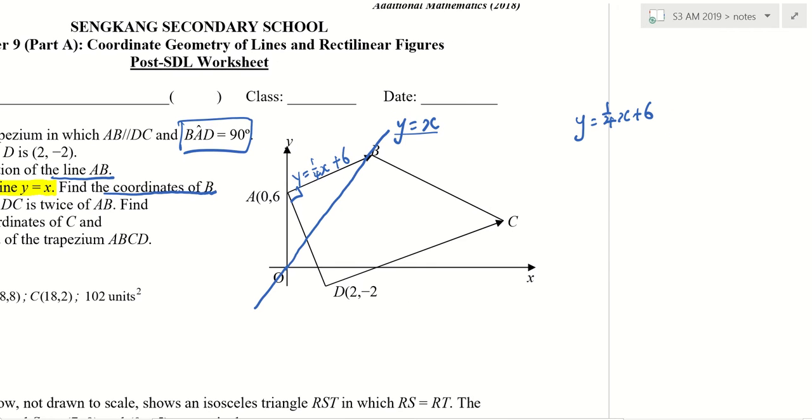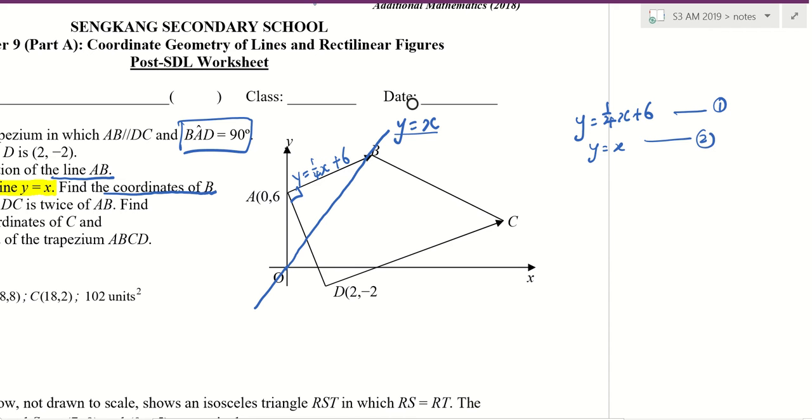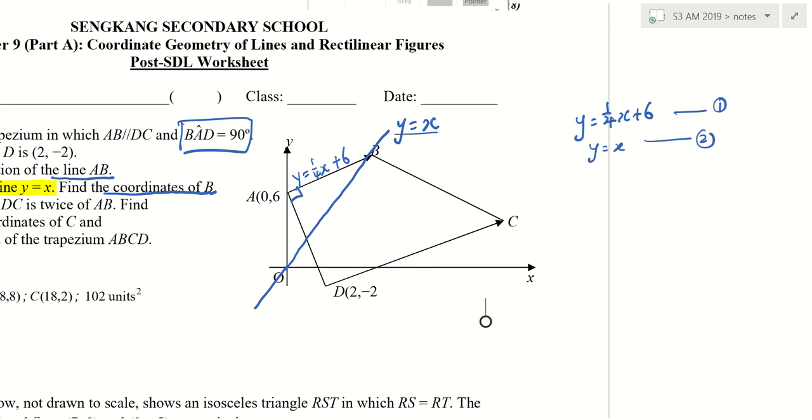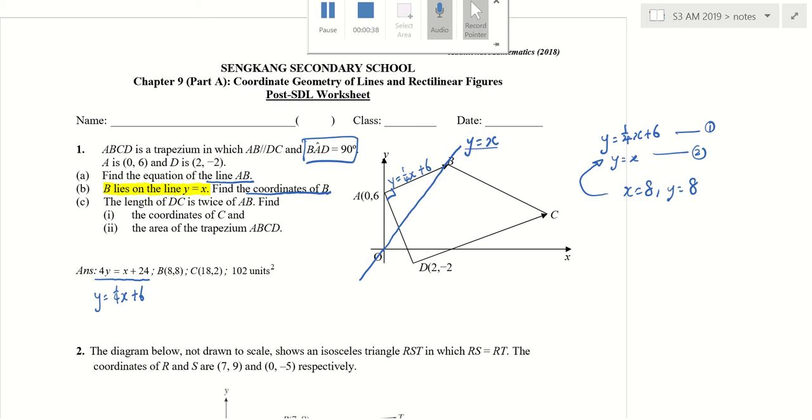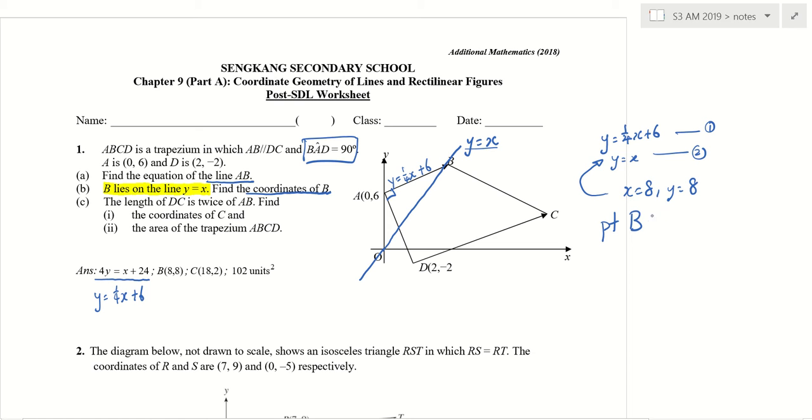So for example, y equals 1 quarter x plus 6, then y equals x. Now, can I pause the video and you try to solve simultaneously first? The answer is yes. So point B is (8, 8). Okay, point B is (8, 8).